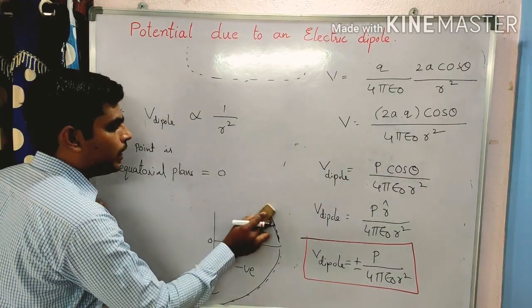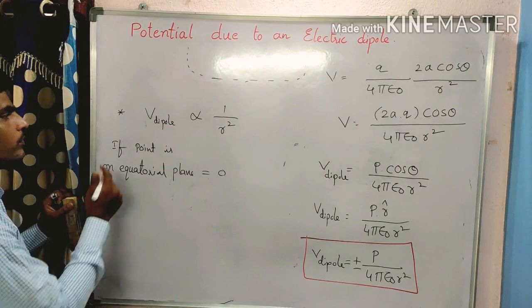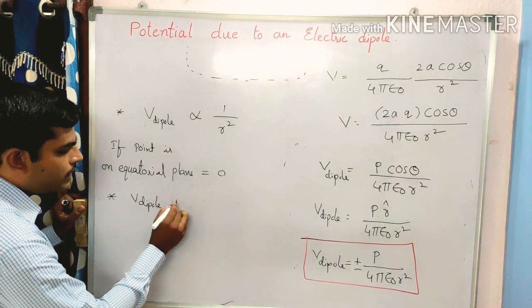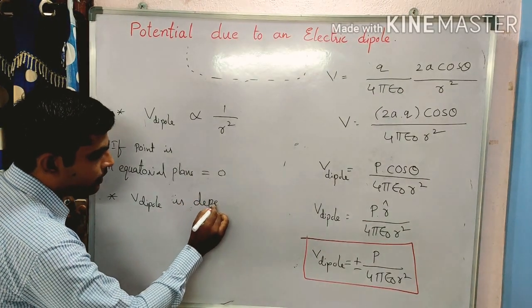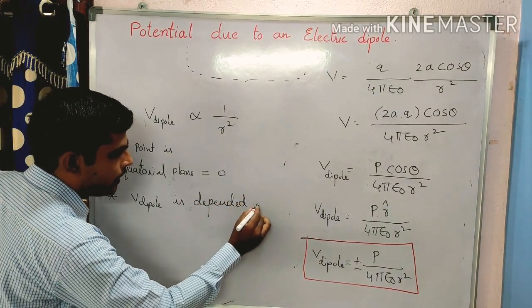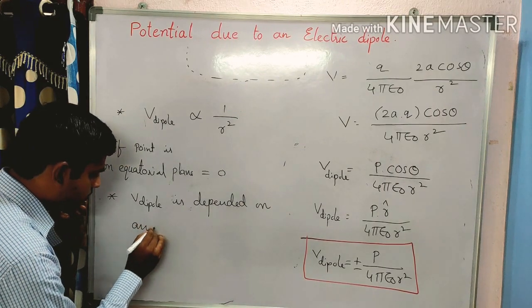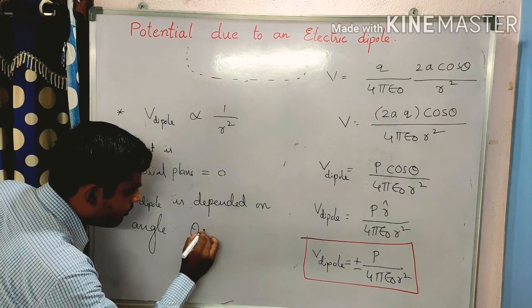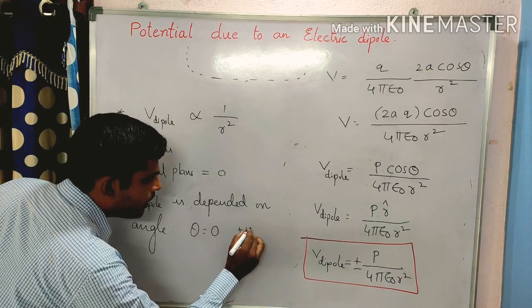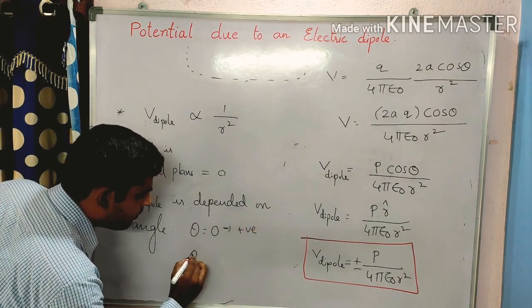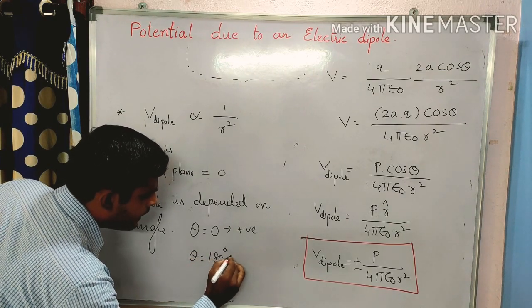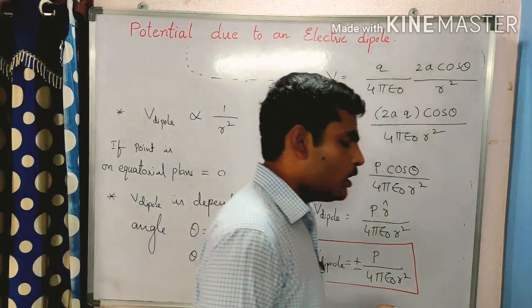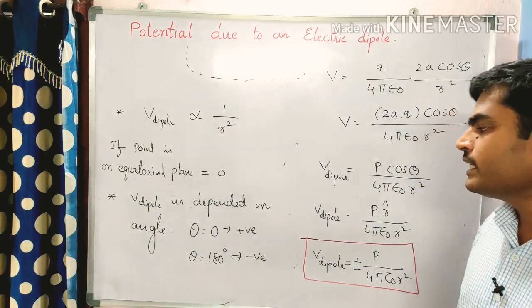That's why in a textbook, one statement is given that V dipole is dependent on the angle theta. When theta is equal to 0, it is positive. When theta is equal to 180 degrees, it is negative.